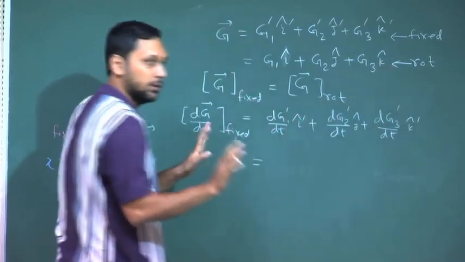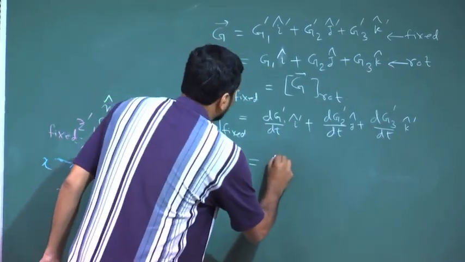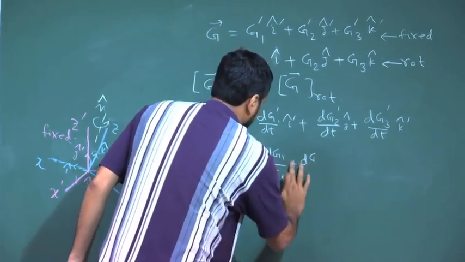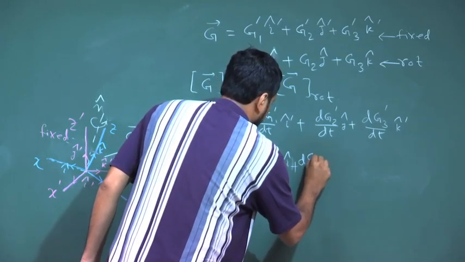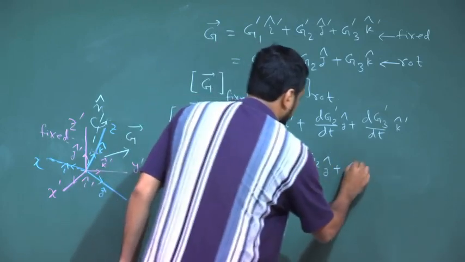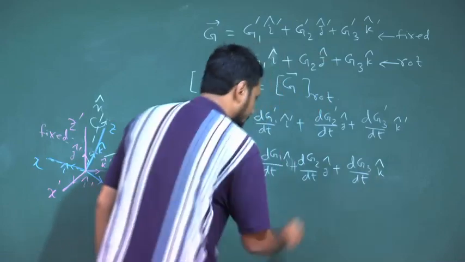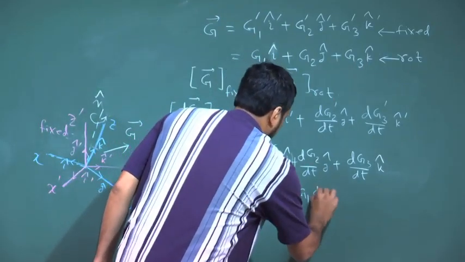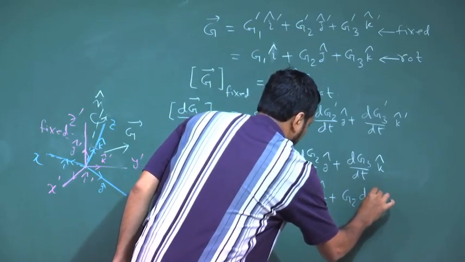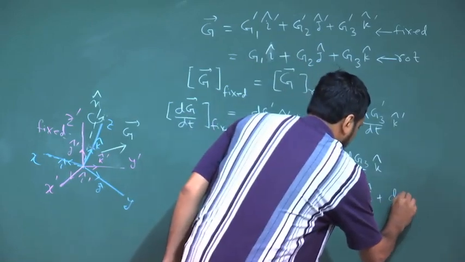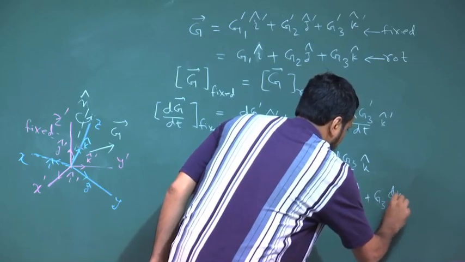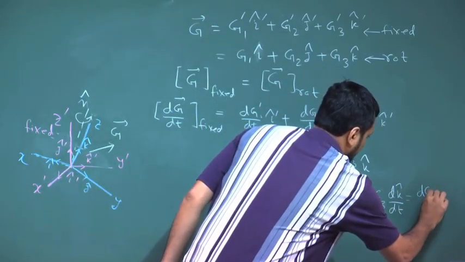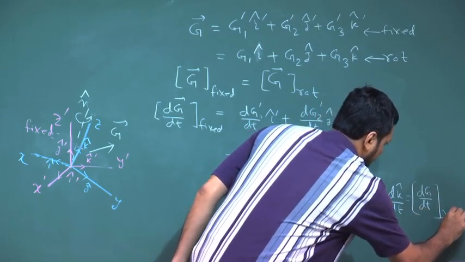Because if we take the time derivative in the rotating frame, it will also be the same time derivative. So, we can write this as dG1/dt i cap plus dG2/dt j cap plus dG3/dt k cap plus three additional terms, because i, j and k are also changing direction with time. So, we have G1 di cap/dt plus G2 dj cap/dt plus G3 dk cap/dt, right. And this is equal to dG/dt rot, okay.